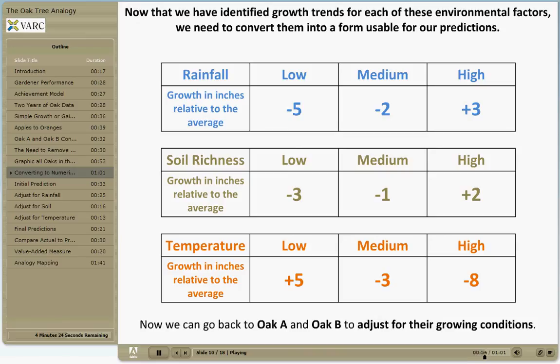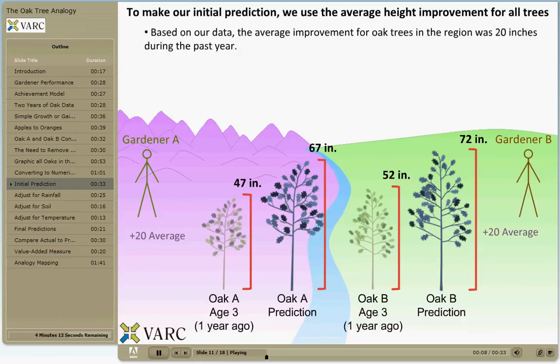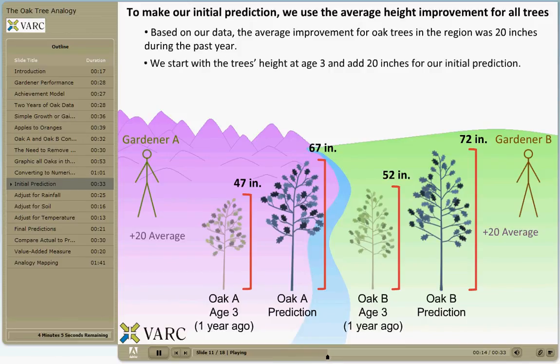Now we can go back to oak A and oak B to adjust for their growing conditions. To make our initial prediction, we used the average height improvement for all trees. Based on our data, the average improvement for oak trees in the region was 20 inches during the past year. We start with the tree's height at age 3 and add 20 inches for our initial prediction.